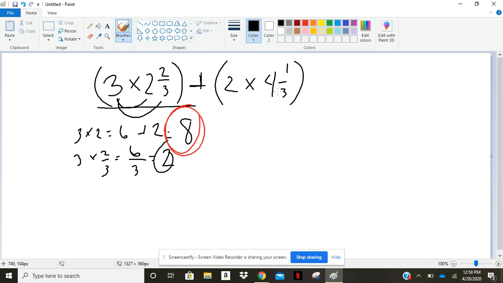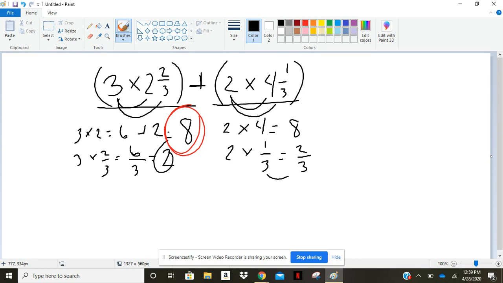And then I'm going to look at this side. So I'm going to do the same thing. I'm going to take the 2 times the whole number 4 and the 2 times 1/3. So 2 times 4 is 8, and then 2 times 1/3, like I said before, you're going to multiply that numerator, that top number. So 2 times 1 is 2, and then the 3 stays the same, it just transfers over. So then I'm going to add these together again, just like I did on the other side. So 8 plus 2/3 gives me 8 and 2/3.